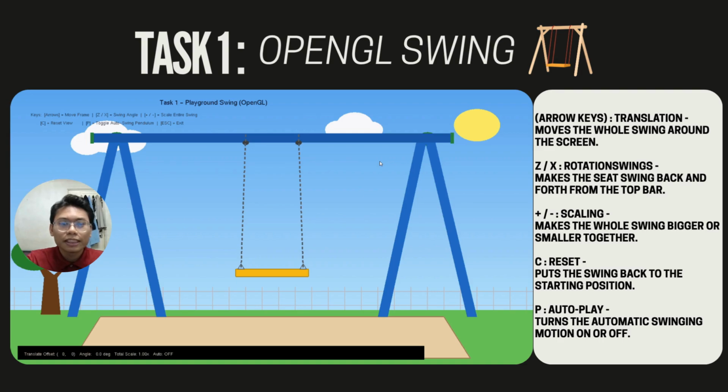The best part of this project is using keyboard buttons to change the swing. First, I can press the arrow keys to translate the swing, which moves the whole swing around the screen. Next, I can press the Z and X keys to rotate the swing. This makes the swing move back and forth naturally. Finally, I can press the plus and minus keys to scale the swing. The code makes the whole swing grow or shrink together. I can also press C to reset everything back to normal, or press P to turn on the auto swing.